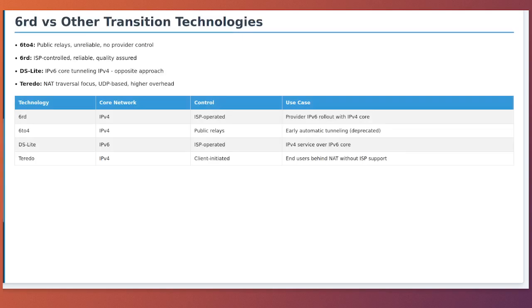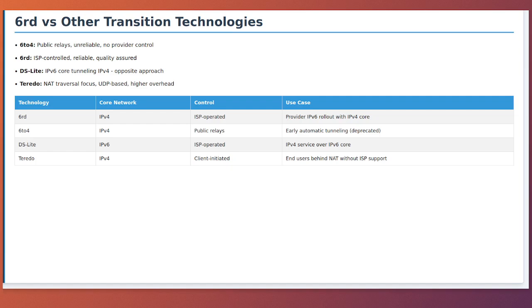Comparing 6RD with other transition technologies. To appreciate the strengths and appropriate use cases for 6RD, it is valuable to compare it with other IPv6 transition mechanisms. Each technology was designed to solve specific problems, and understanding these differences helps in choosing the right tool for a given situation. Let us examine how 6RD compares to some of the most common alternatives.